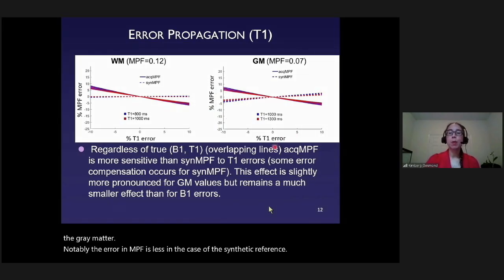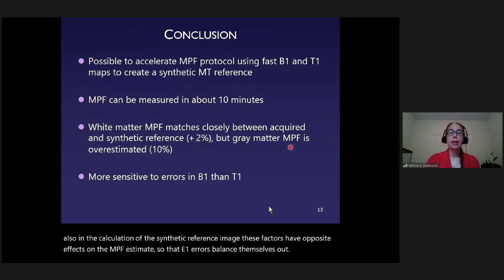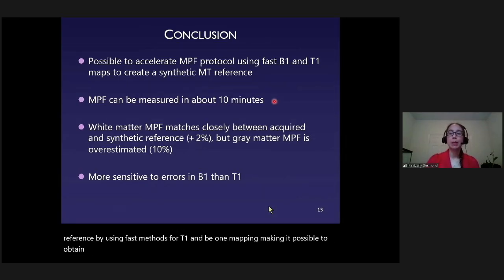This is due to a compensation effect. T1 is used directly in the calculation of MPF and also in the calculation of the synthetic reference image. These factors have opposite effects on the MPF estimate, so the T1 errors balance themselves out. In conclusion, we have accelerated the protocol for single-point MPF with a synthetic reference by using fast methods for T1 and B1 mapping, making it possible to obtain quantitative MPF in approximately 10 minutes.